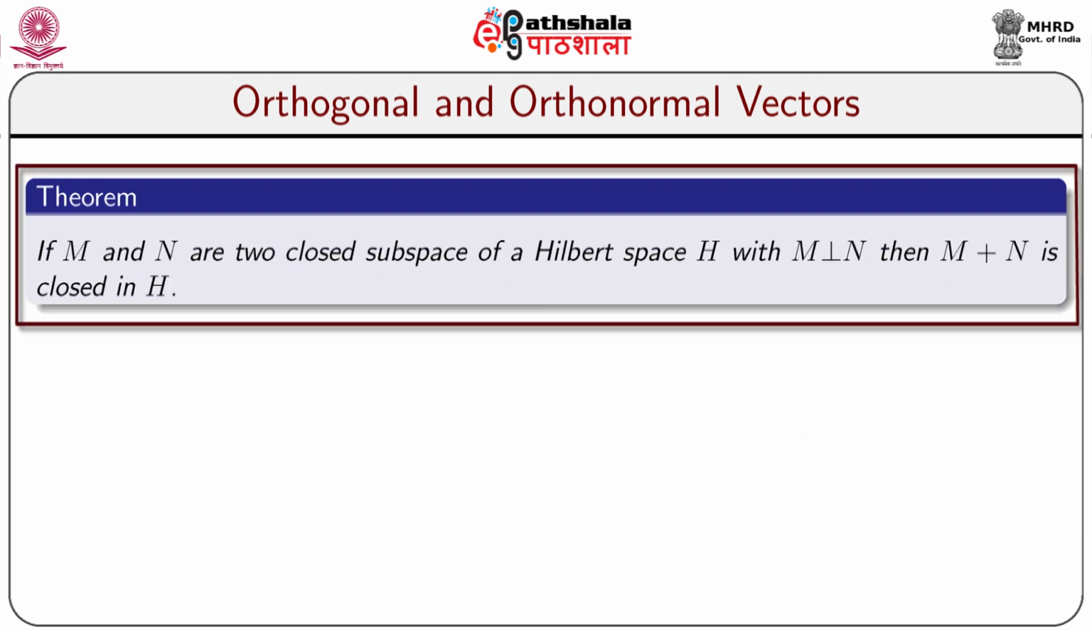If capital M and capital N are two closed subspaces of a Hilbert space H with M perpendicular to N, then M plus N is always closed in capital H. The proof is very simple, and so it is left out.